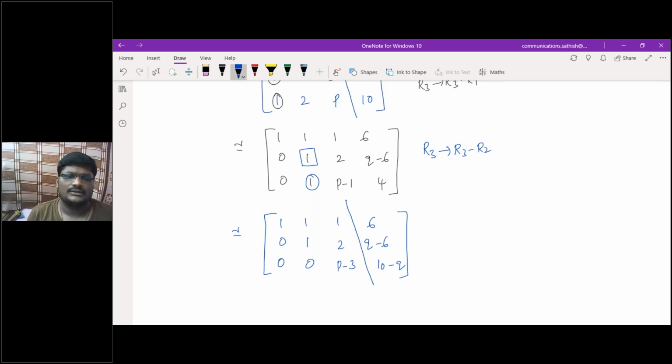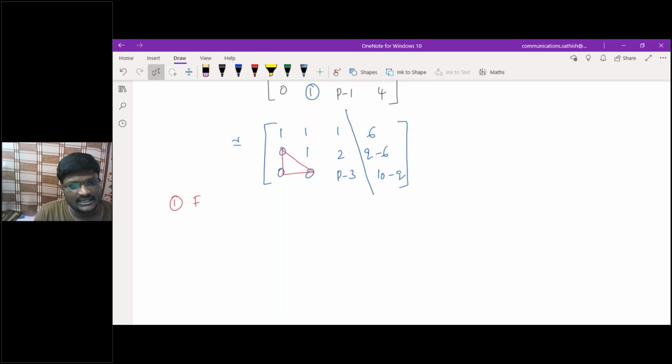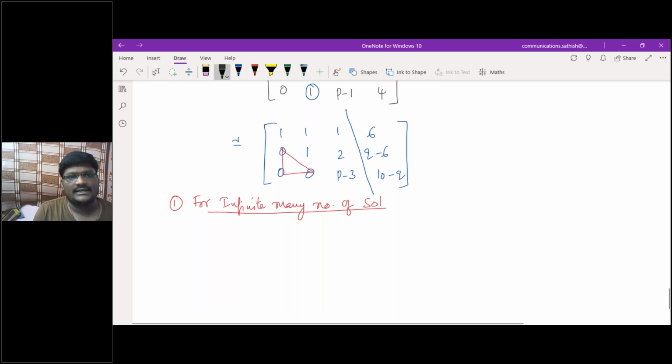Yes, sir. Now below the diagonal elements, I made it 0, hence it is in echelon form. Now I need to check this one. So what did they ask, ma? First condition: what did they ask for? The P and Q values for infinitely many solutions. They want the values of P and Q. Am I correct? What is the condition for infinitely many solutions?